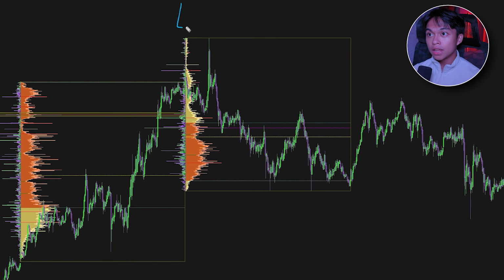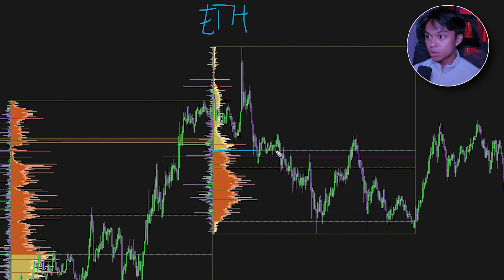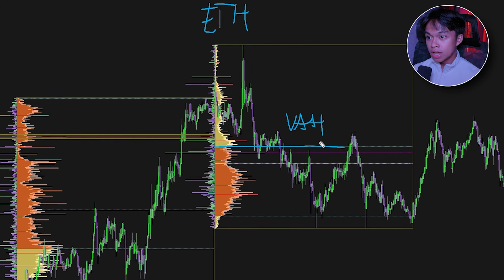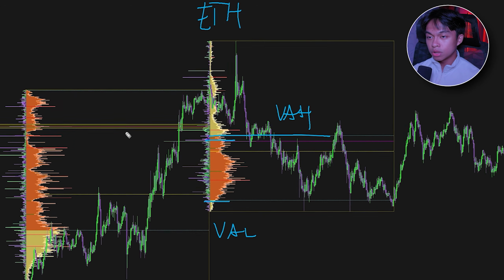How do we actually trade value area lows or value area highs? Well, it's simple. After marking our electronic hour volume profile for the next day, what do you guys see? This is what I like to call the value area high. This is what I like to call the value area low. And this is what I like to call the point of control.